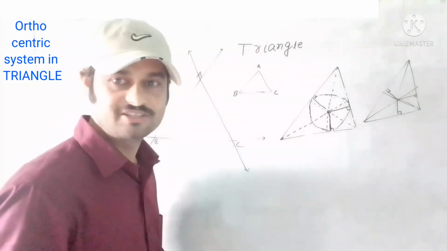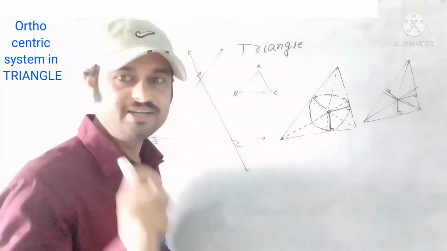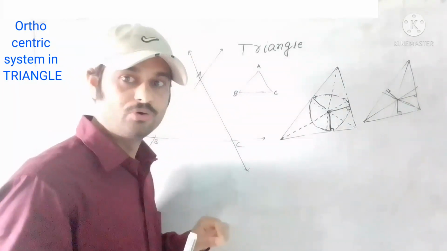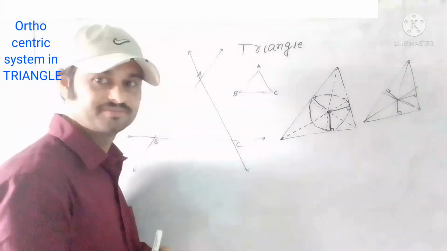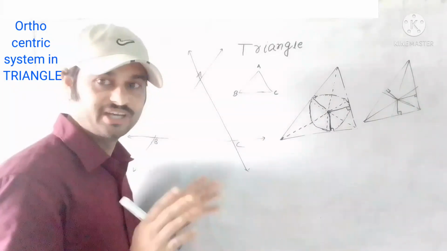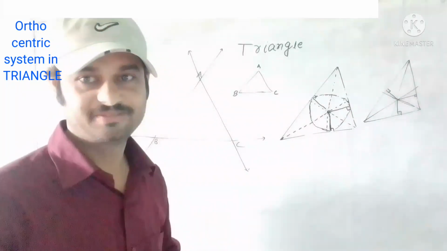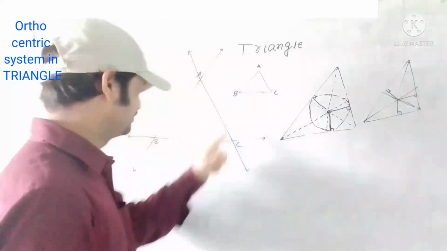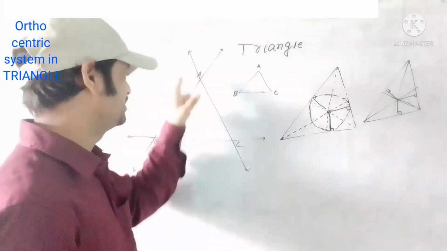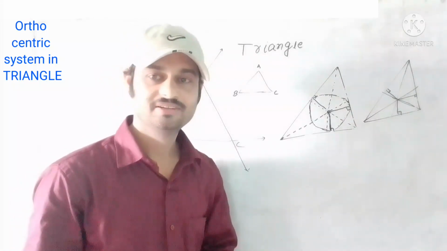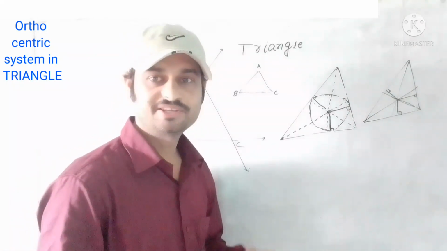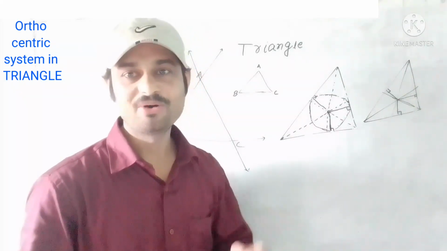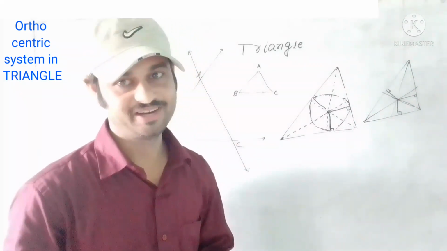My question is this: how many points are available which are equidistant from these three lines? There are 4 points which are equidistant from these lines AB, BC and AC. Starting with this concept, we shall learn about the incenter of a triangle.